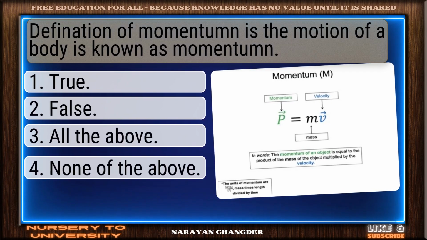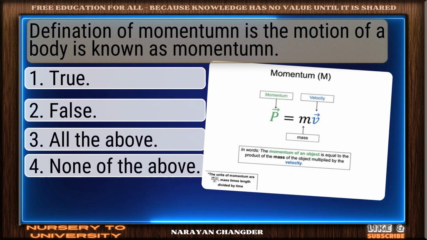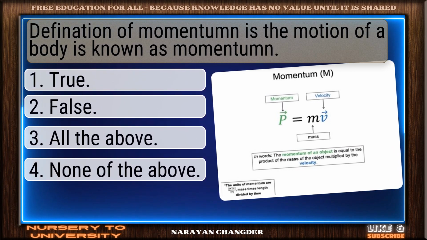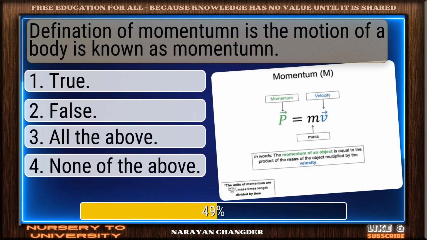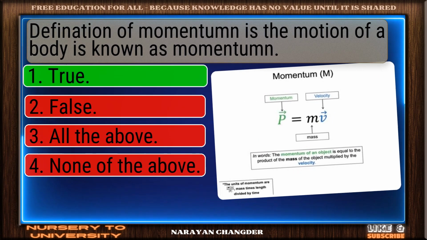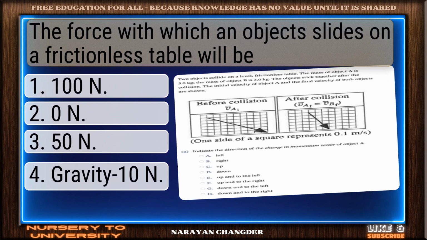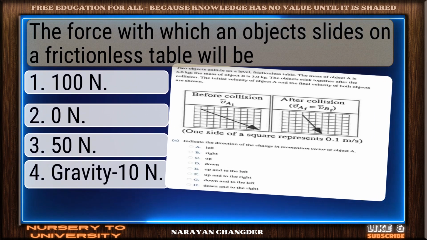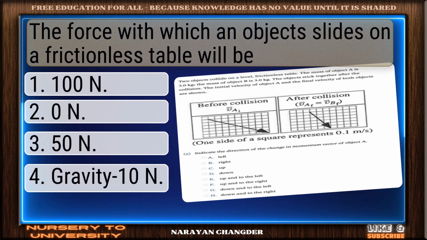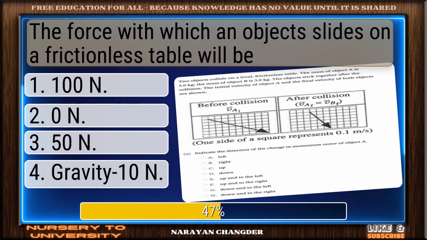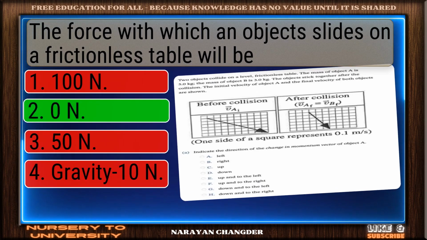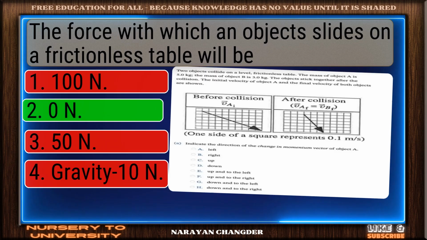Question number 136. Definition of momentum is the motion of a body is known as momentum. Strong choice. True is the right answer. Question number 137. The force with which an object slides on a frictionless table will be. Great thinking. Zero N is the right choice.